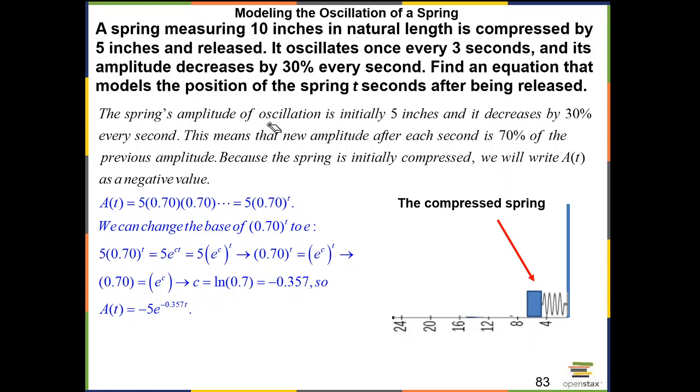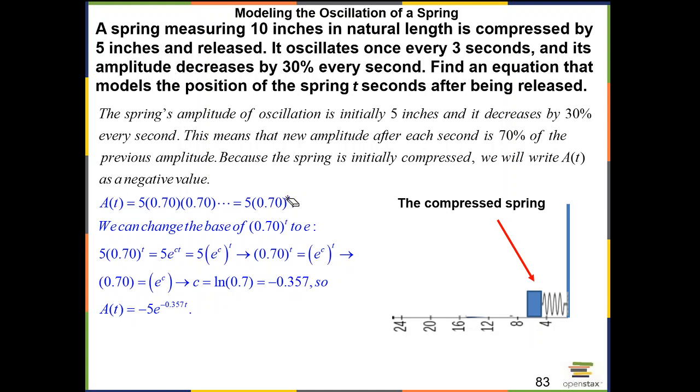So the spring's amplitude of oscillation is initially 5 inches and it decreases by 30%. So basically the amplitude is going to be 5 first. Next time is going to be 30% less. That means 70%. And then next time is going to be 70% of that, and then next time 70% of that, and so forth, right? So basically, A of t is going to be 5 times 0.70 to the t-th power.